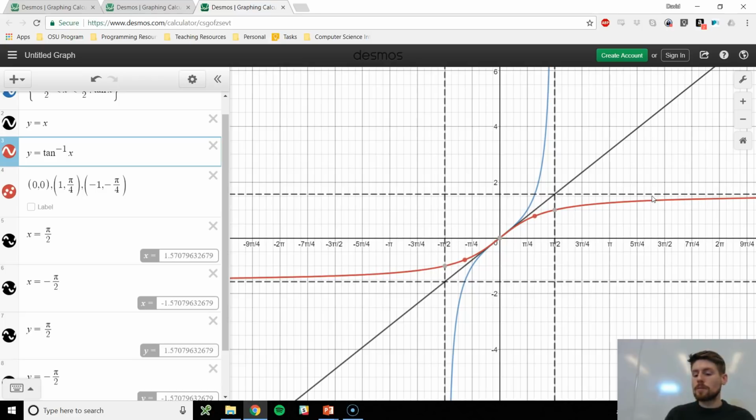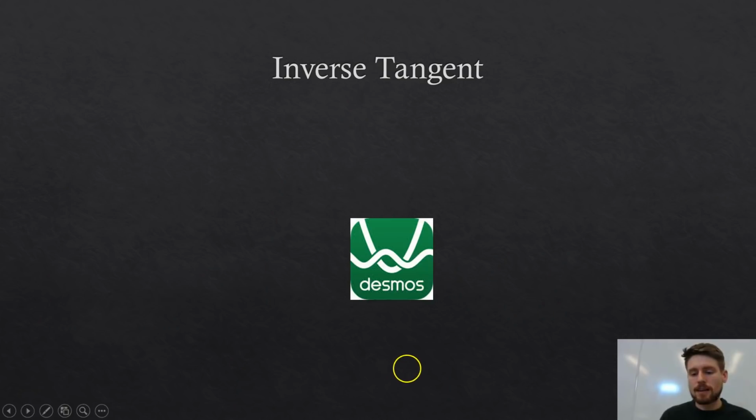You want to be able to know the domains and ranges for each of these and their graphs. How do you get the graph from the original? What does it mean to be the principal branch? Okay, those are the key things, key takeaways from this.